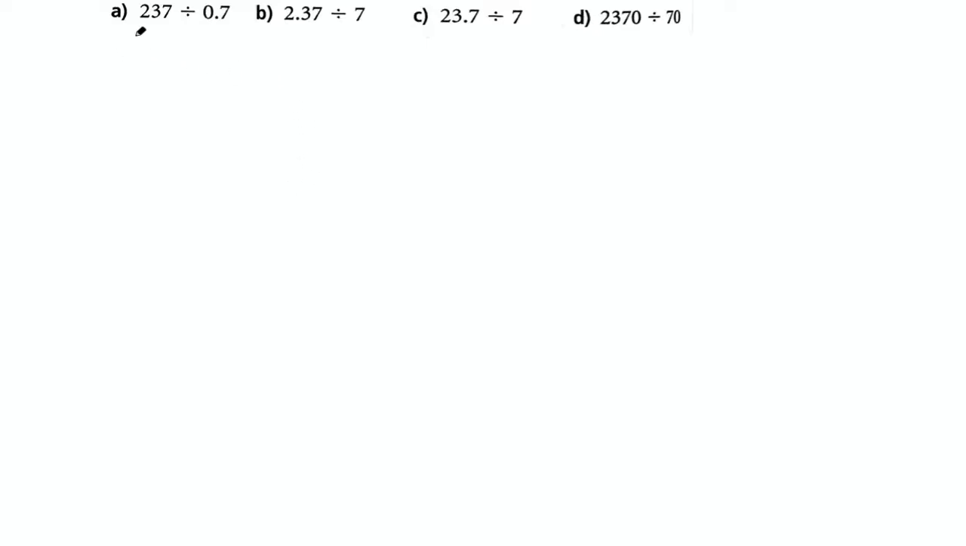Let's start by estimating every single one of these values. So here, we estimate this to 1. Okay, so that means the estimated value is 237. Here, I can estimate this down to 2. So then we have 2 divided by 7, right?